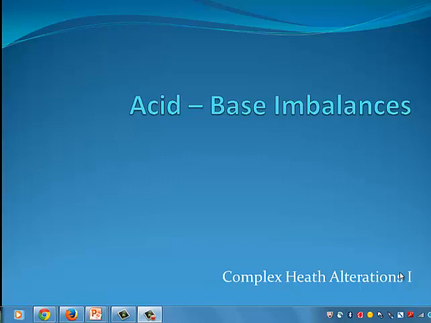Now, our body has chemical buffer systems. Buffer systems prevent major changes in the ECF by releasing and accepting hydrogen ions. That makes those hydrogen ions very important when we're talking about acid-base balance. The major chemical buffers that are found in the blood include the carbonic acid bicarbonate buffer system, the phosphate buffer system, and the protein buffer system.